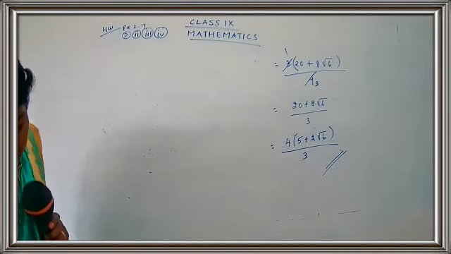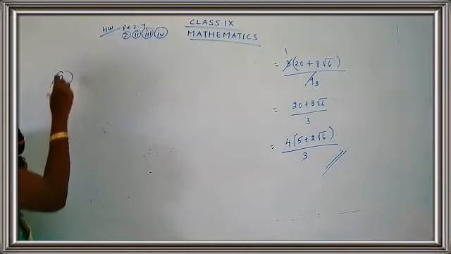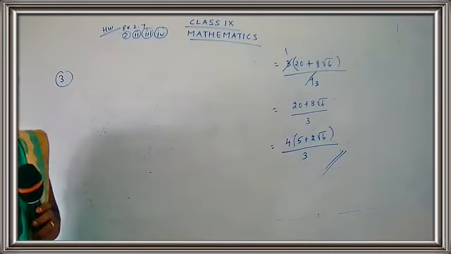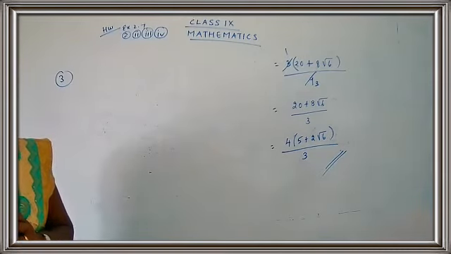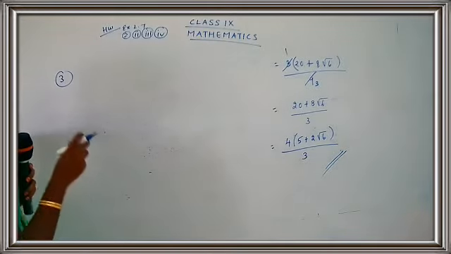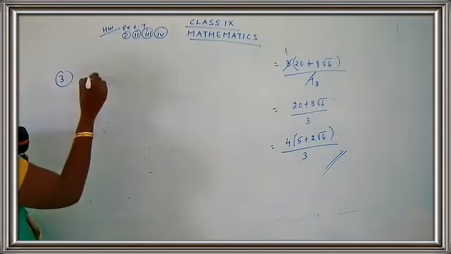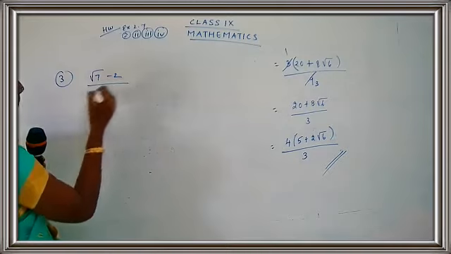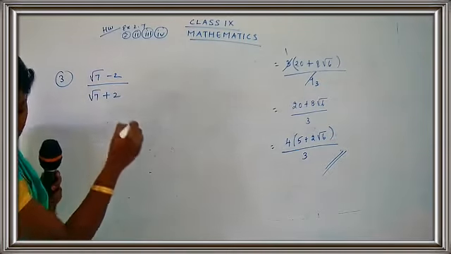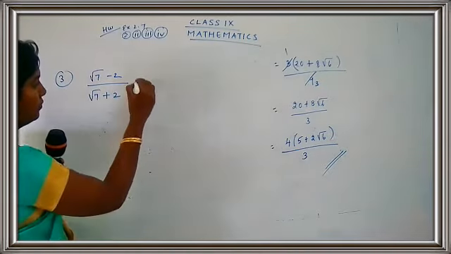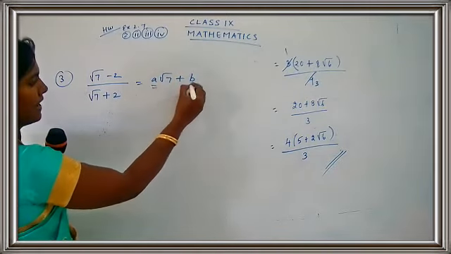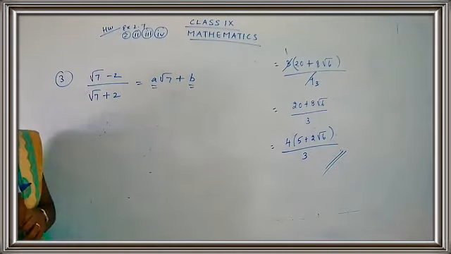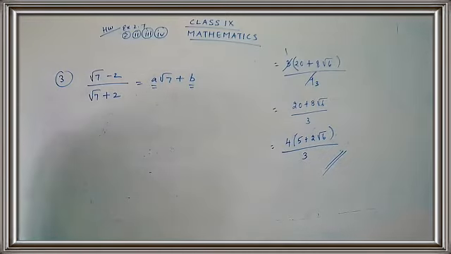Take down sum number 3. Find out the value for A and B if root 7 minus 2 upon root 7 plus 2 is equal to A root 7 plus B. They have given you an equation over there. It's root 7 minus 2 upon root 7 plus 2 is equal to A root 7 plus B. So I have to find out the value for A and I have to find out the value for B. That's what the question is.